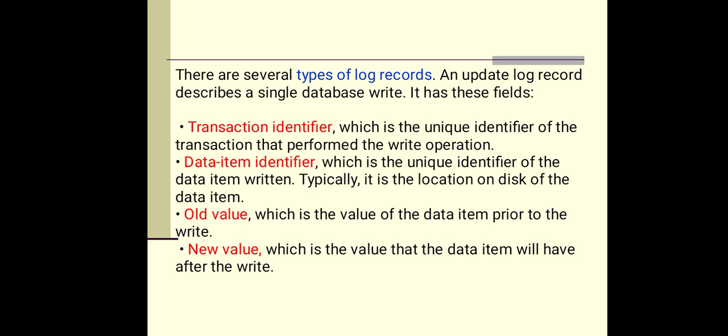So there are several types of log records. An update log record describes a single database write. Whenever you see the log records, the log record has the following fields. First field is the transaction identifier, which is the unique identifier of the transaction that performed the write operation. Data item identifier is the unique identifier of the data item written. Typically, it is the location on the disk of the data item.